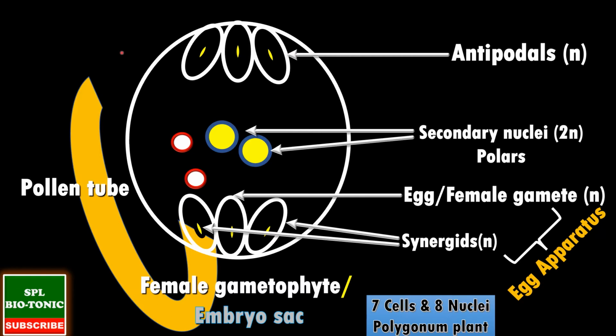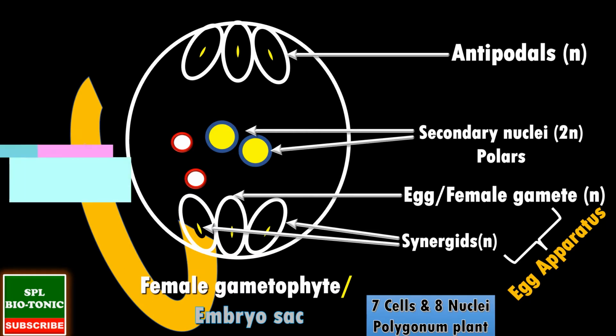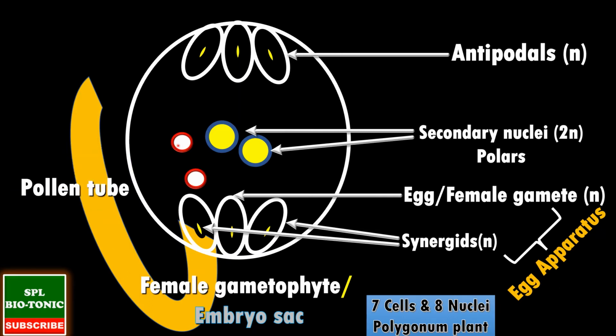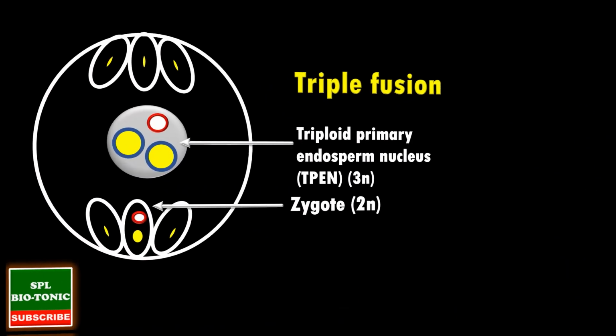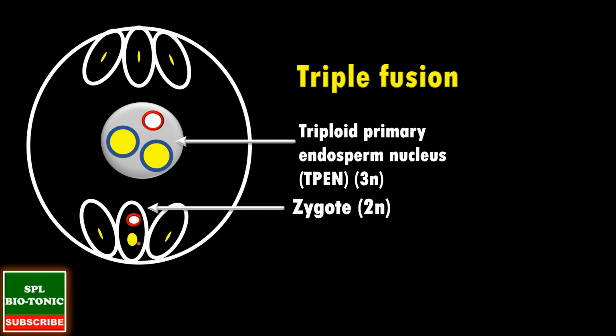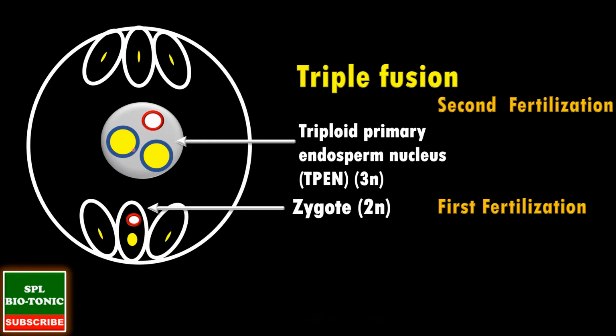Now, we know that in angiosperms, the male gametes are non-motile and they are carried by the pollen tube. This process is called siphonogamy. When this pollen tube releases male gametes in the embryo sac, the process of fertilization begins. One male gamete fuses with one female gamete to form the diploid zygote. The second male gamete fuses with the secondary nuclei to form TPEN, that is, the triploid primary endosperm nucleus.